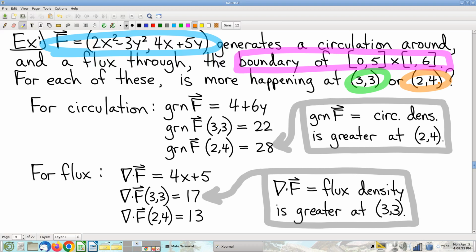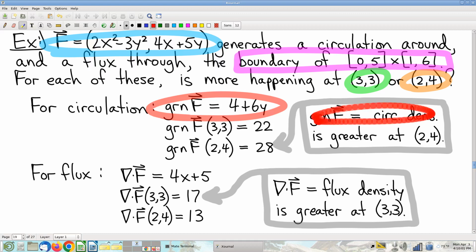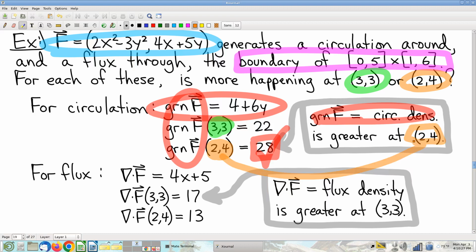Well, if you're interested in circulation, density answers the question. Green's operator is circulation density. Just evaluate that expression, and it happens to be 4 plus 6y. Evaluate that at the one point that you're interested in. Evaluate it at the other point that you're interested in. See where it's bigger. We look at these two numbers. Which one's bigger? Oh, 28 is bigger. And because that's the bigger value, that point is where more circulation is happening between the two options.